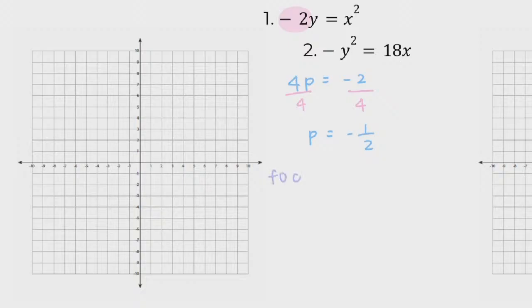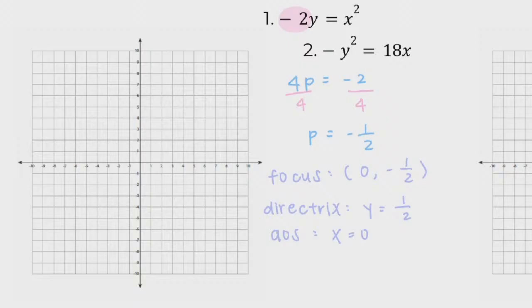For the focus, it's going to be at (0, negative 1/2). The directrix is going to be at y equals 1/2. So for the focus, the sign will be the same, and for the directrix, it'll be the opposite sign. And the axis of symmetry is going to be at x equals 0, since x is squared.